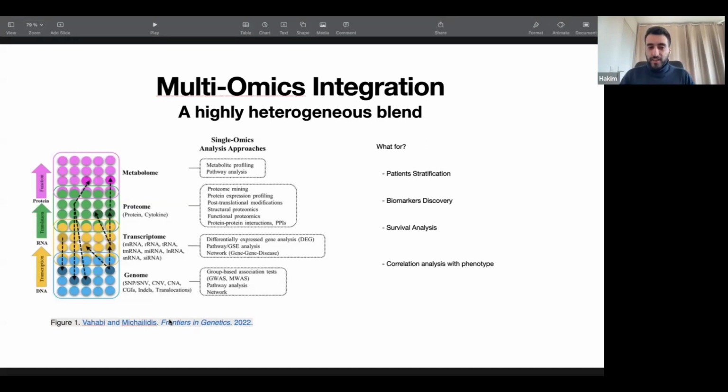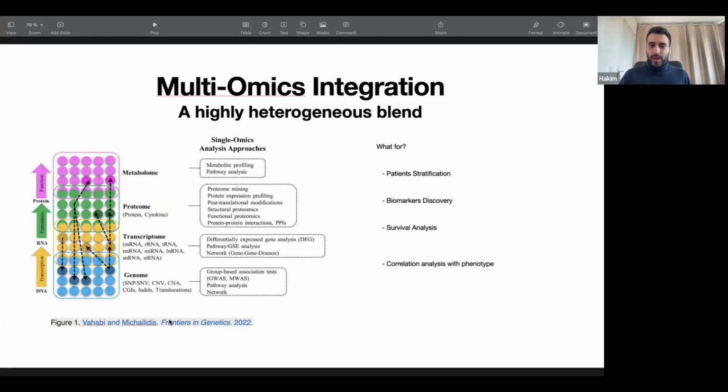Here the challenge would be to find a good integration strategy that can optimize the most the interactions between the different types of omics data without suffering the huge curse of dimensionality, because here we are in a very high dimensional space. For example, transcriptomics data can go up to 12,000 genes.